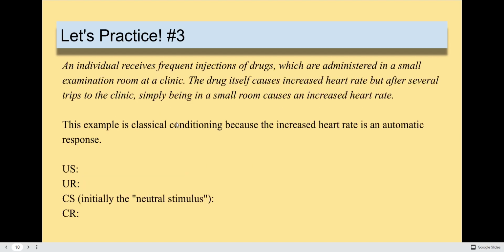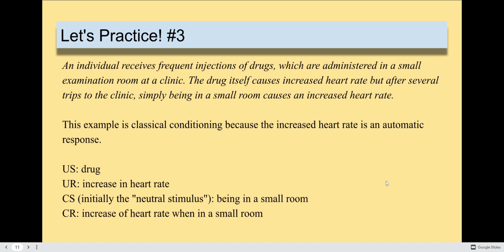And let's move on to practice number 3. Once again, pause it, and we'll come back with the answers. And here are the answers here.